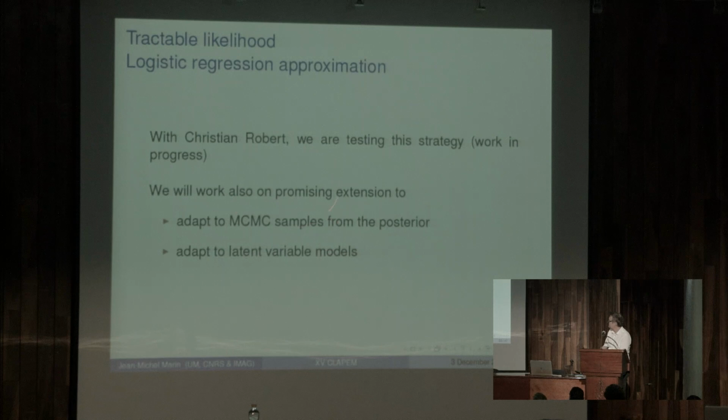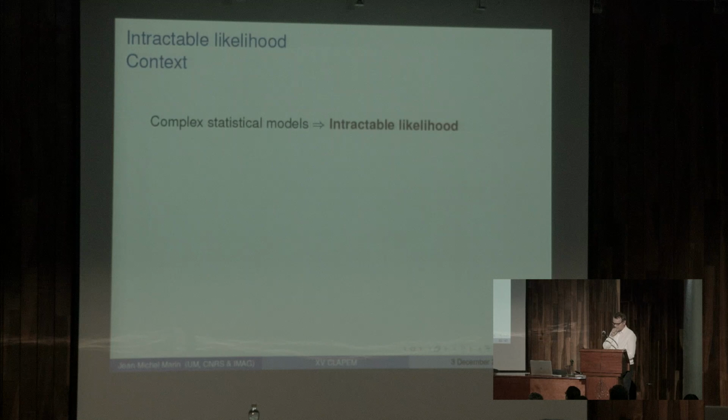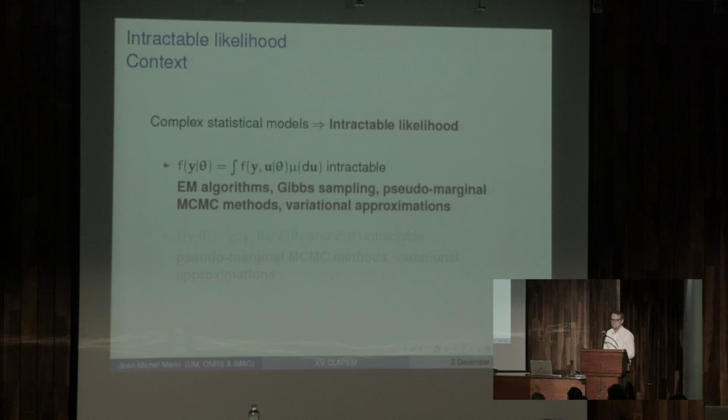Okay. Right now, let me start with the second part of my talk. The second part is to consider intractable likelihood. There are two types of intractability, typically. The first one is that you are not able to calculate the likelihood because you are not able to integrate some latent variable here, so you don't have access to this. There are a lot of algorithms designed to solve this problem: the EM algorithm, Gibbs sampling, the pseudo-marginal MCMC method, and variational approximation are also designed to do this.